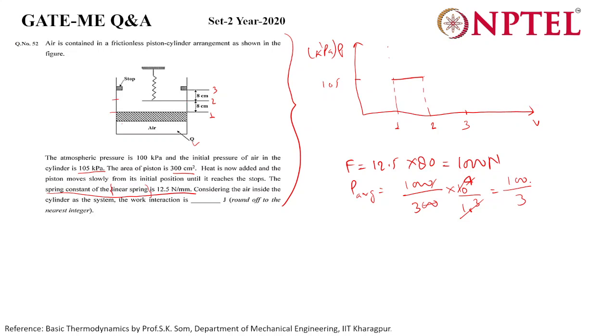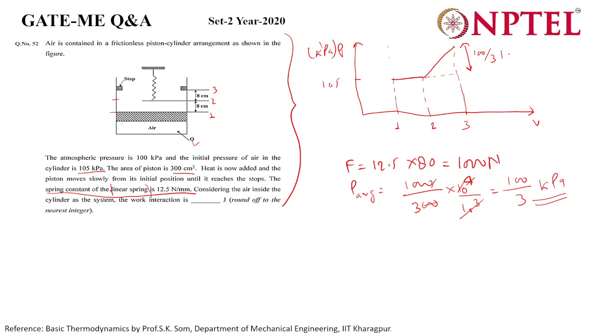100 by 3, right? 33.3. 3.33. So this would be the additional pressure rise due to the spring force, right? And 105 would be from inside, already it is there. So this is rising till here and here. So this much rise is the 33.3 or 100 by 3, right?